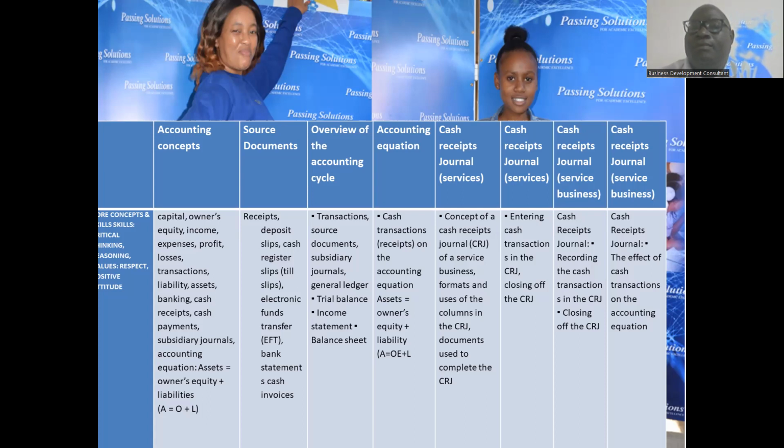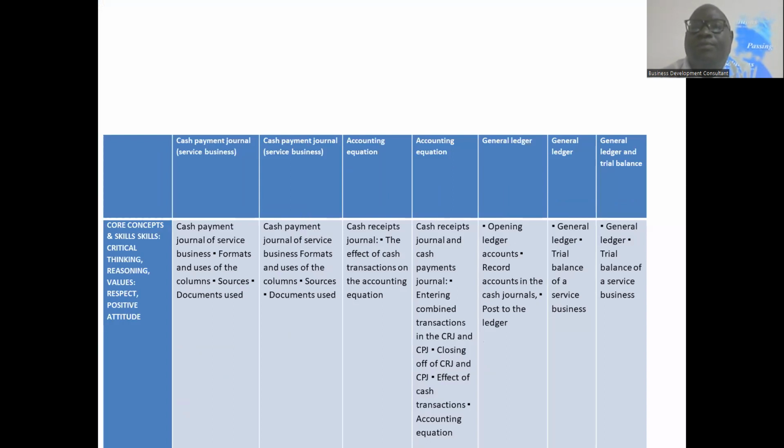This is because cash is central to any business and safeguarding it is important. So that document is allocated quite a lot of time because it also takes time to develop the concepts, understand the columns, and make sure that as we do that, we are conforming to the concept of the accounting equation. Basically, we're spending a lot of time on the cash receipts journal so as to build confidence in the learners.